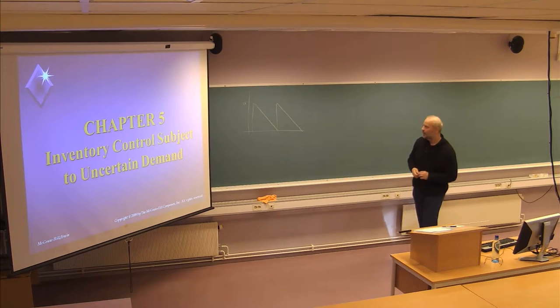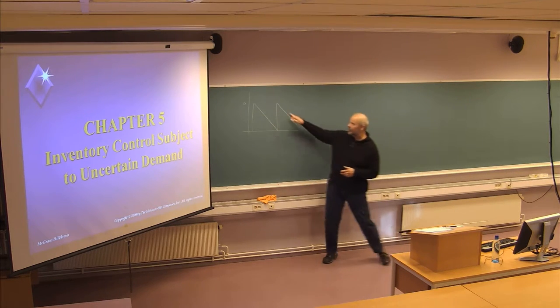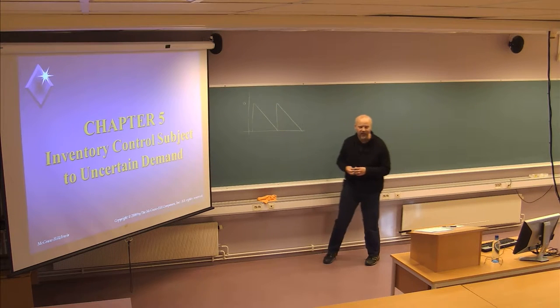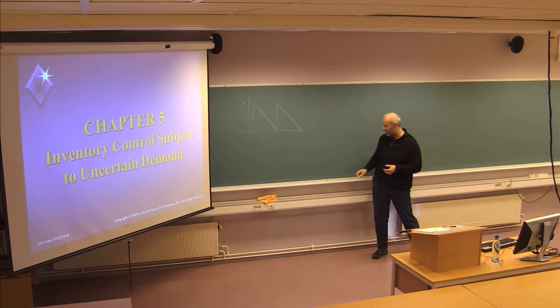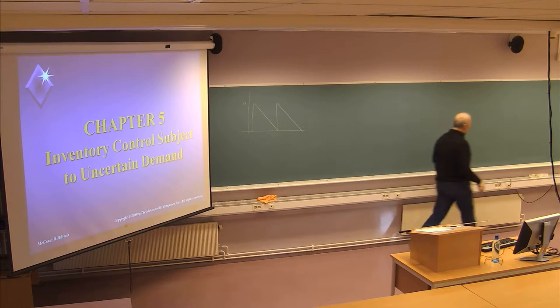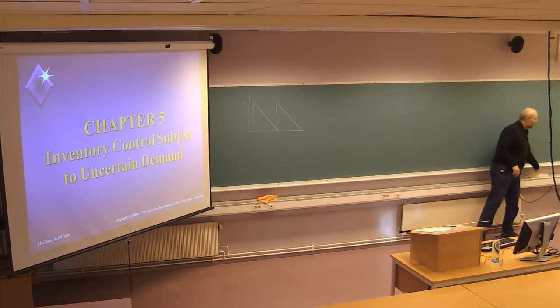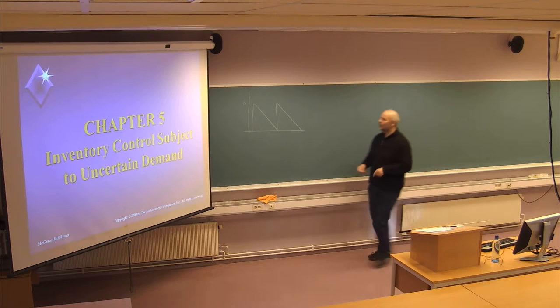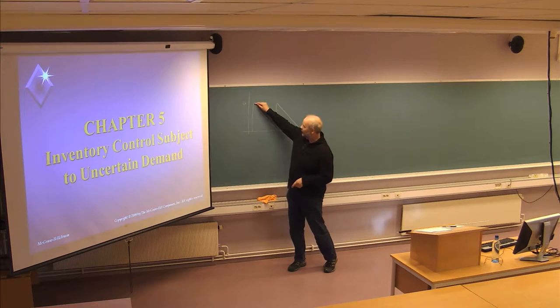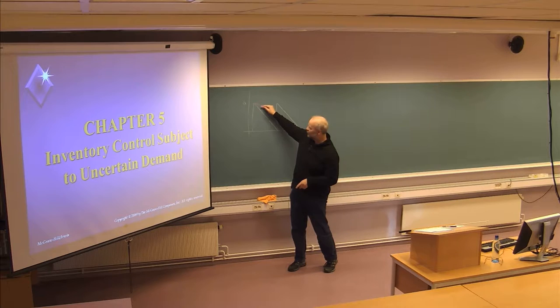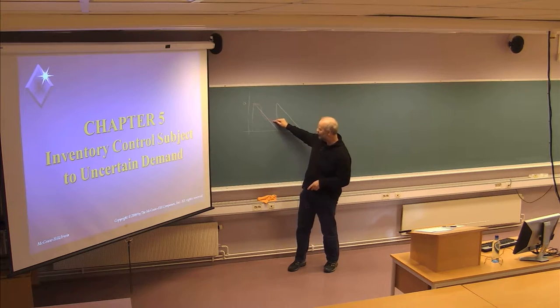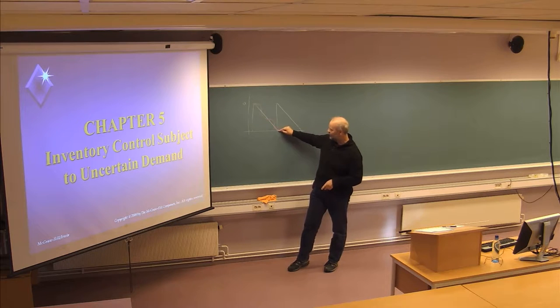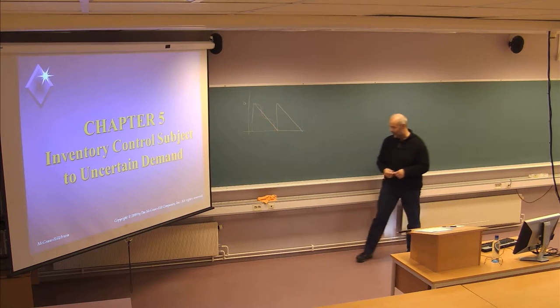Now, still, the average demand rate can be shown like this, but we will have some kind of variation. So in practice, we might have something like that. Not so much demand here, and then certainly lots of demand, and we have some kind of variation around this expected demand.